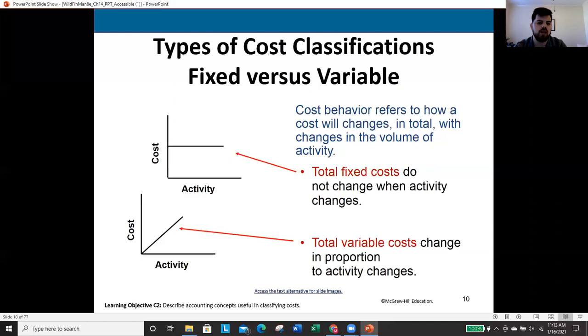So this includes things like factory rent, factory depreciation, assuming straight line, things of that nature. Now, on the other hand, what we have here is total variable costs. And you'll notice total variable costs change in proportion to activity changes.